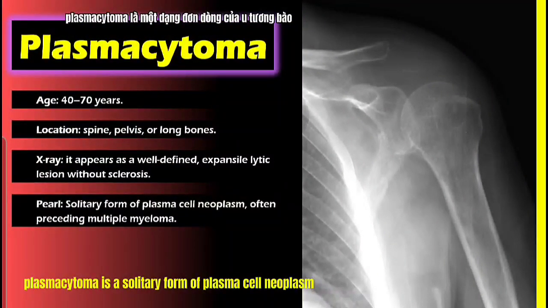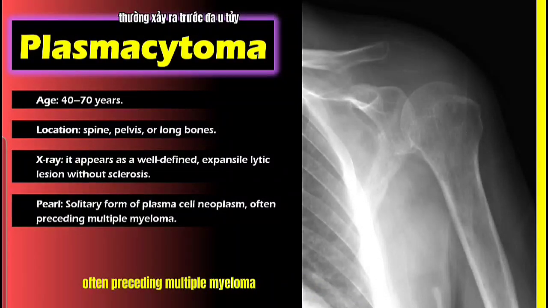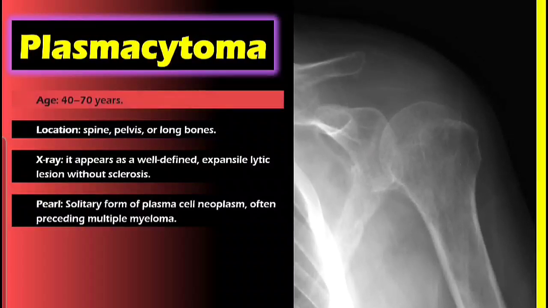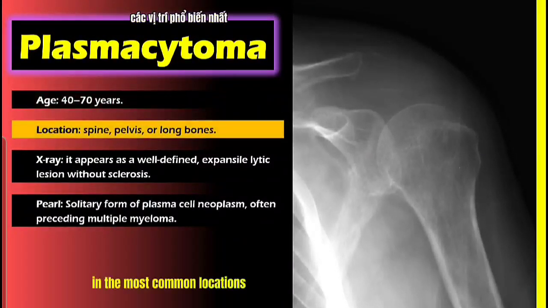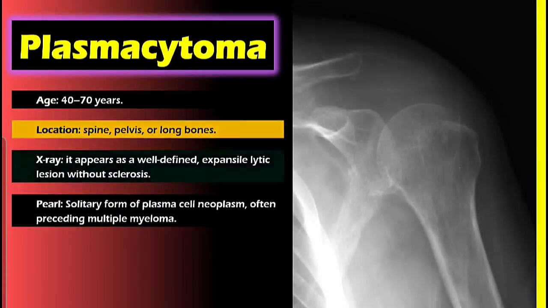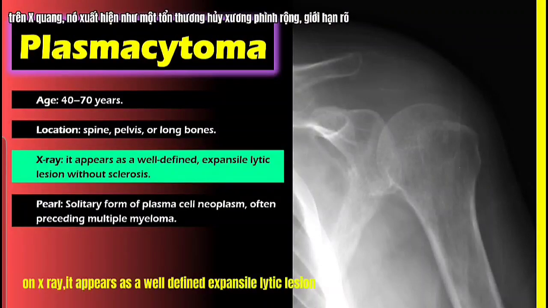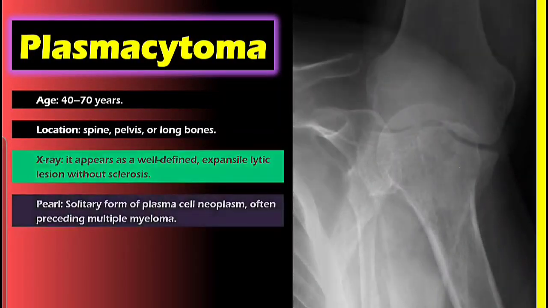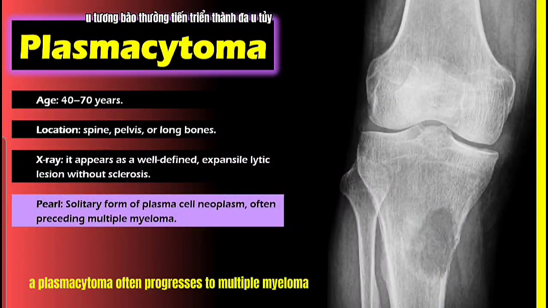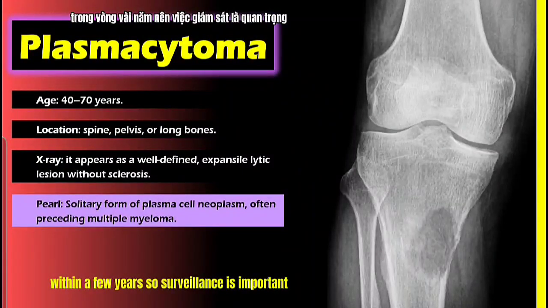Plasmacytoma is a solitary form of plasma cell neoplasm, often preceding multiple myeloma. These occur between the ages of 40 and 70. The most common locations are the spine, pelvis, or long bones. On X-ray, it appears as a well-defined, expansile lytic lesion without sclerosis. Plasmacytoma often progresses to multiple myeloma within a few years, so surveillance is important.